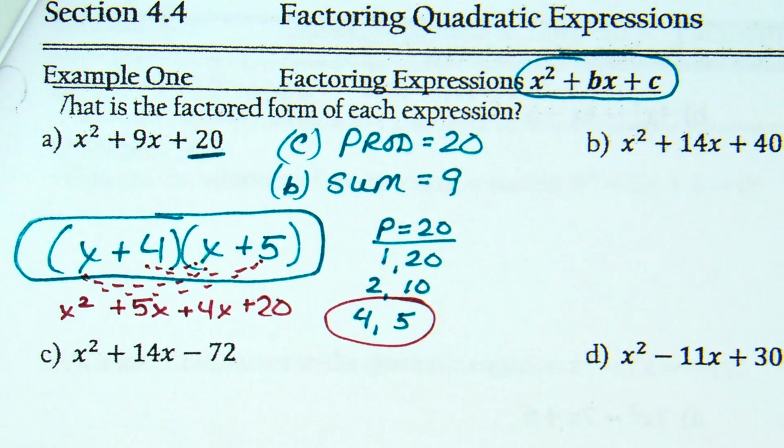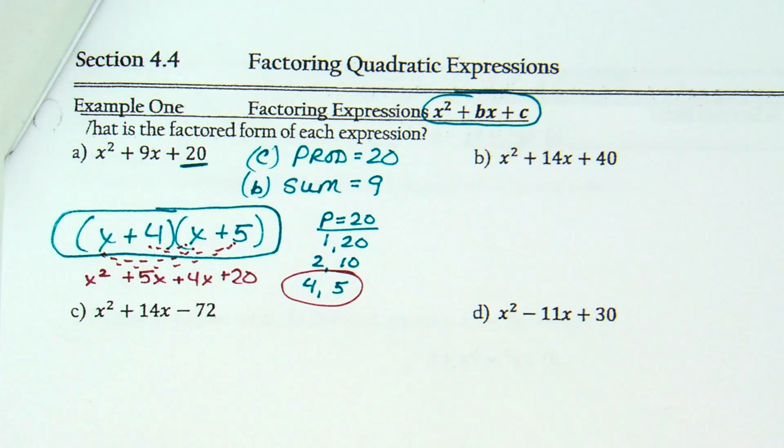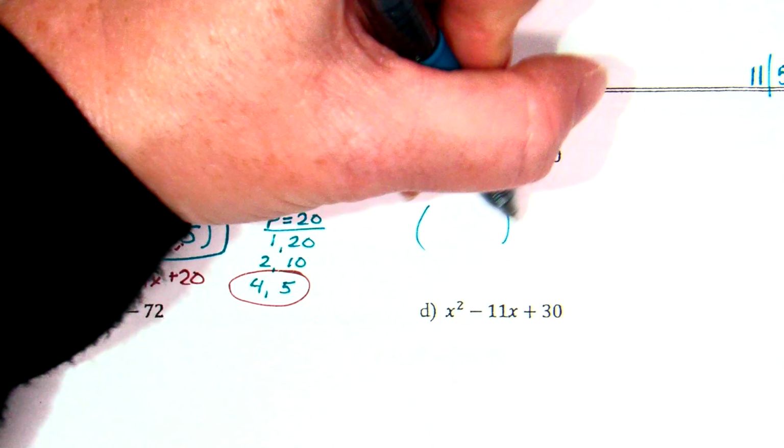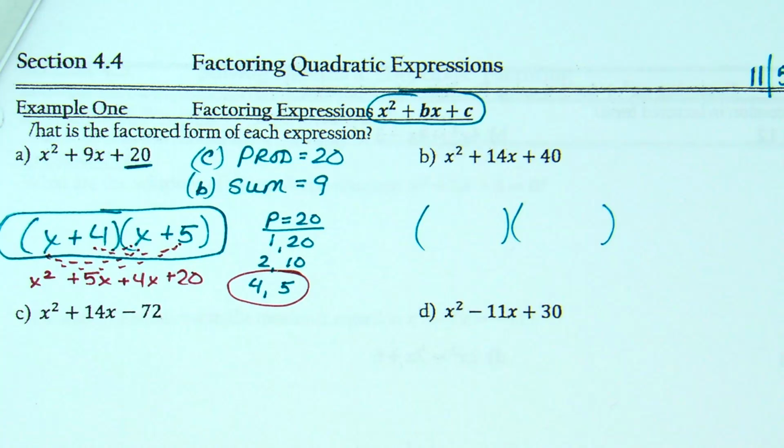Okay. Are we ready for B then? Yes. Okay. Bear with me on B because I'm going to go through the whole thing to make sure we're heading the right place. X squared plus 14x plus 40. If you want to go ahead and think it, we're going to set up 2 parentheses. What goes in the front of each parenthesis? X, because x squared breaks up into x and x.